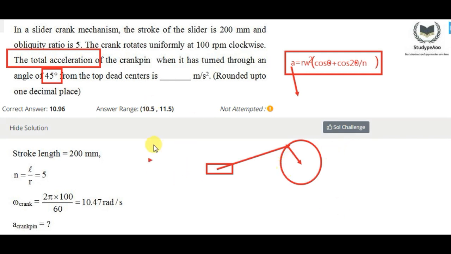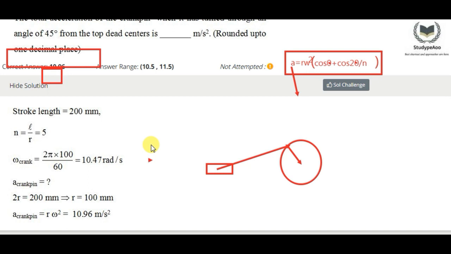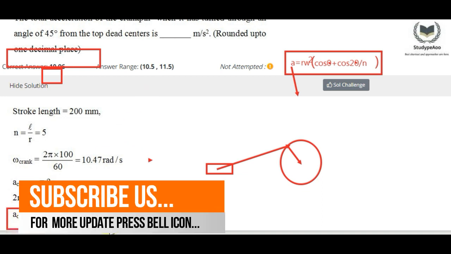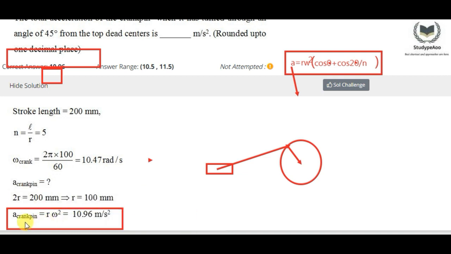Now I show you the answer for this question. Everything is given in this question, so I will not discuss in detail the solution of this question. I simply want to tell you the main important thing. So here is the key. So this is the solution for this question. A crank pin is equals to r omega square. So you can put the value of r and you can put the value of omega and you will simply get the answer for acceleration of crank pin.